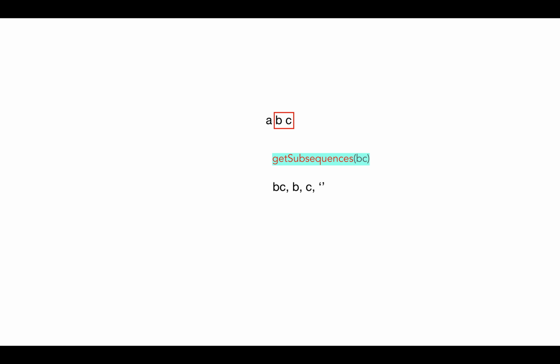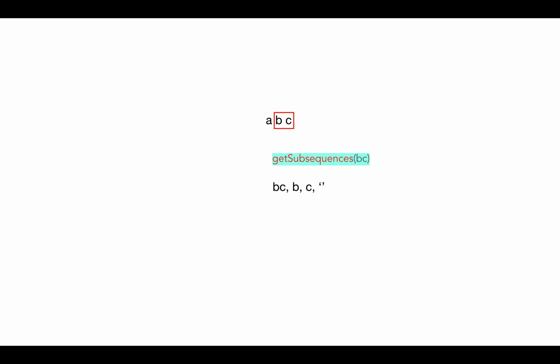Now the third step. The third step is adding up or using the result from the previous problem to construct the solution of the original problem. So from these subsequences of BC, how can we form the subsequences of ABC? It is for sure that these subsequences of BC are also subsequences of ABC, right?